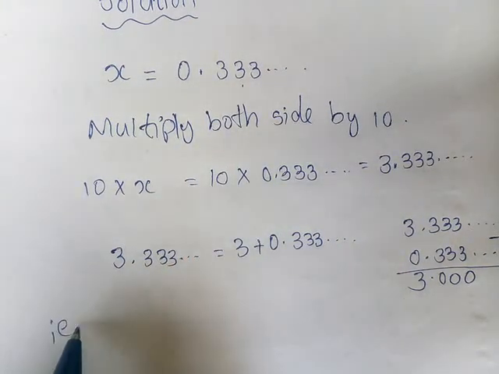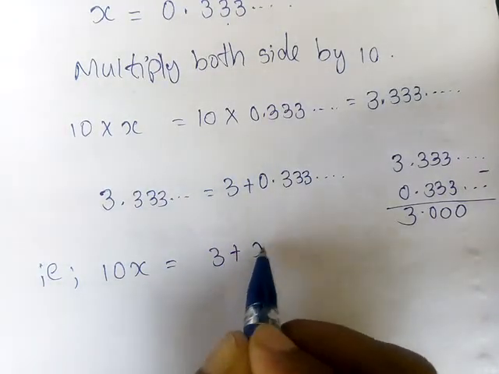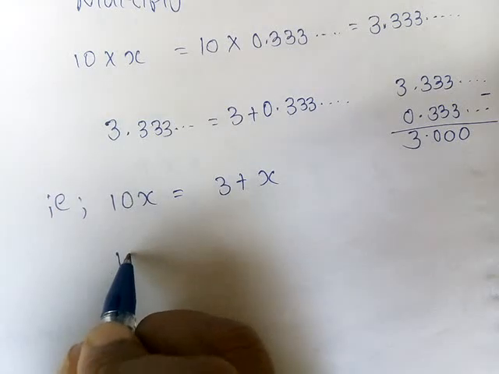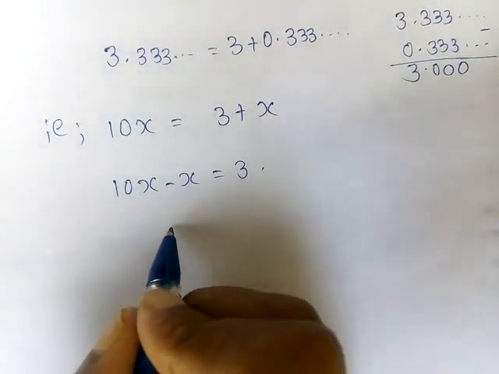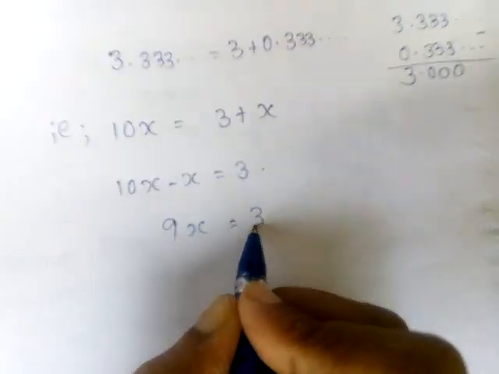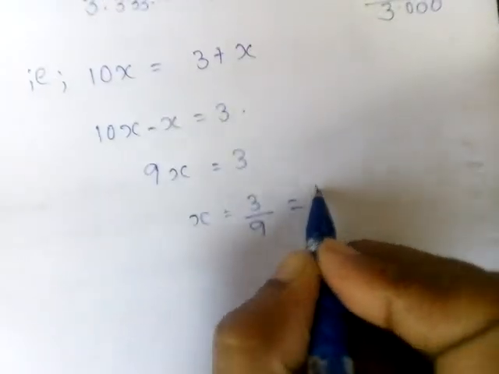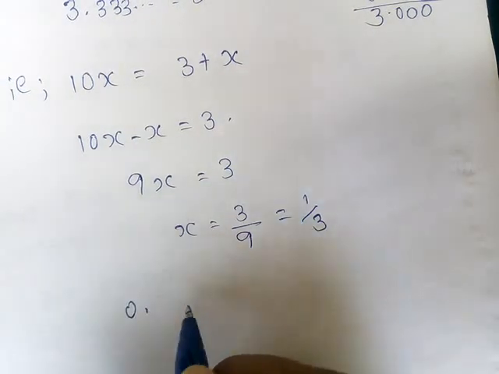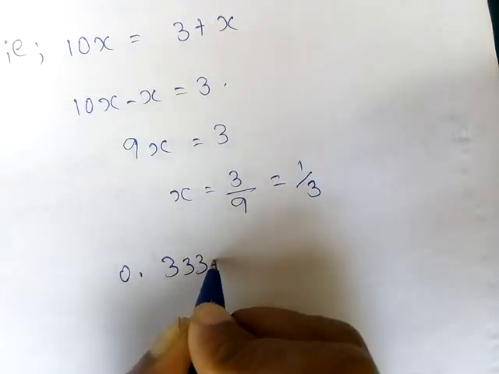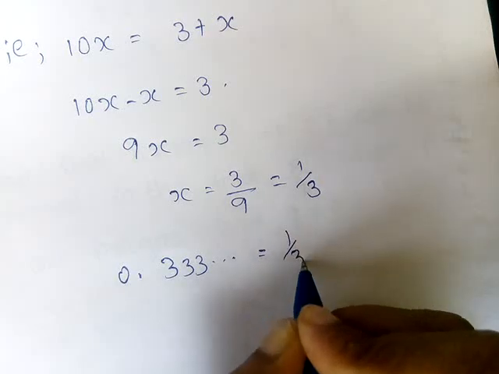That is, 10x is equal to 3 plus x. From this, 10x minus x is equal to 3. 9x is equal to 3. So x is equal to 3 by 9, which is equal to 1 by 3. Now 0.333 etc. is in the form of p by q.